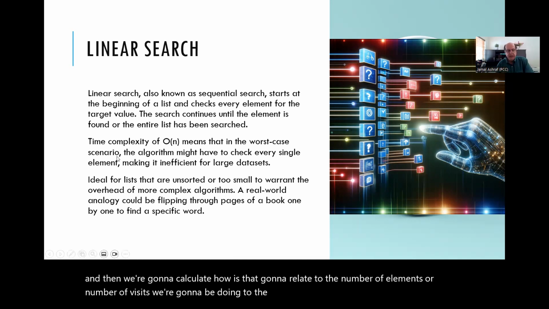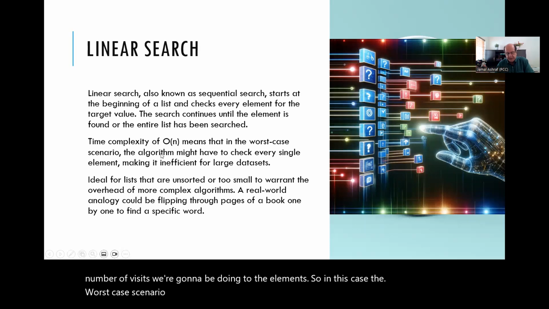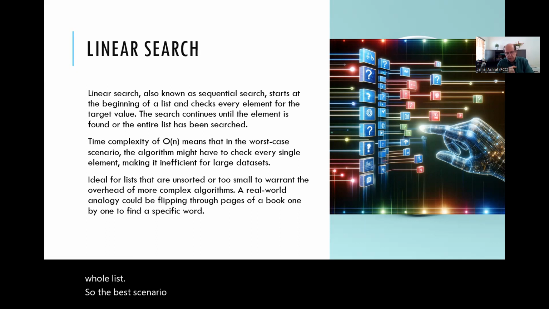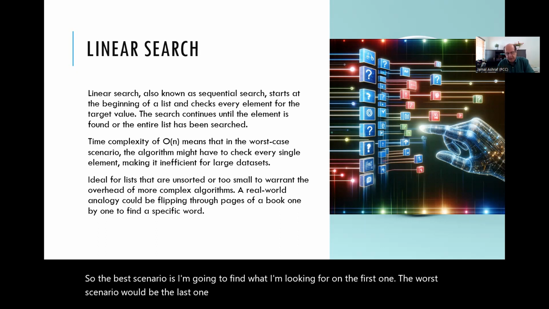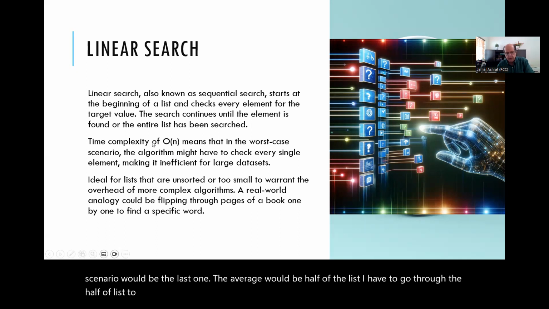So in this case, the worst case scenario for the linear search would be the whole list. I have to go through the whole list. The best scenario is I find what I'm looking for on the first one. The worst scenario would be the last one. The average would be half of the list. I have to go through half of the list to find what I'm looking for.